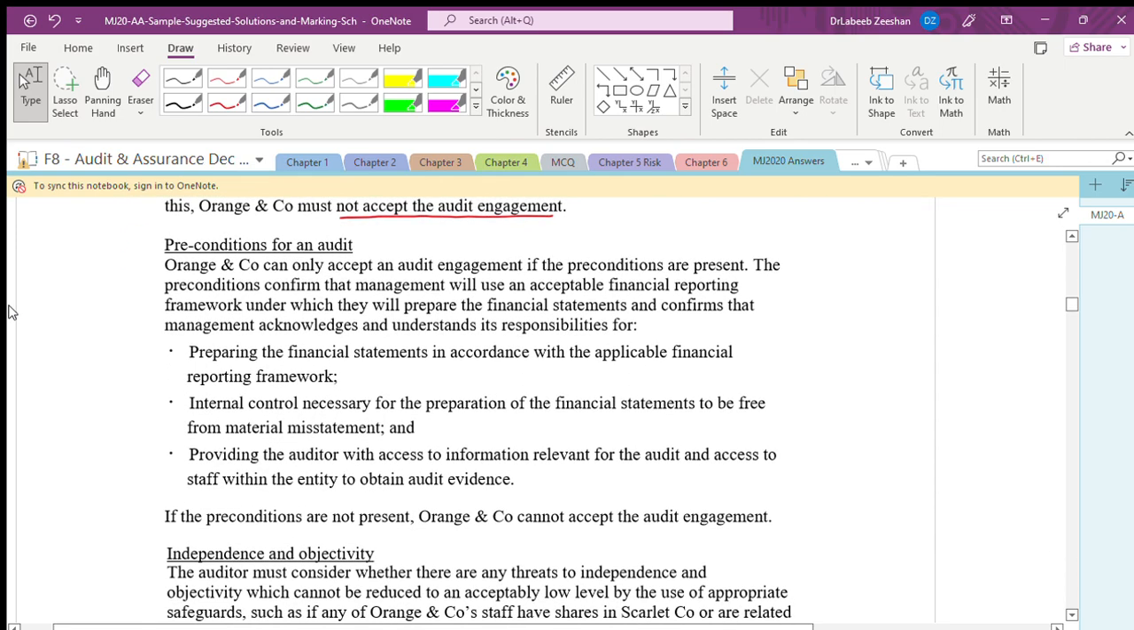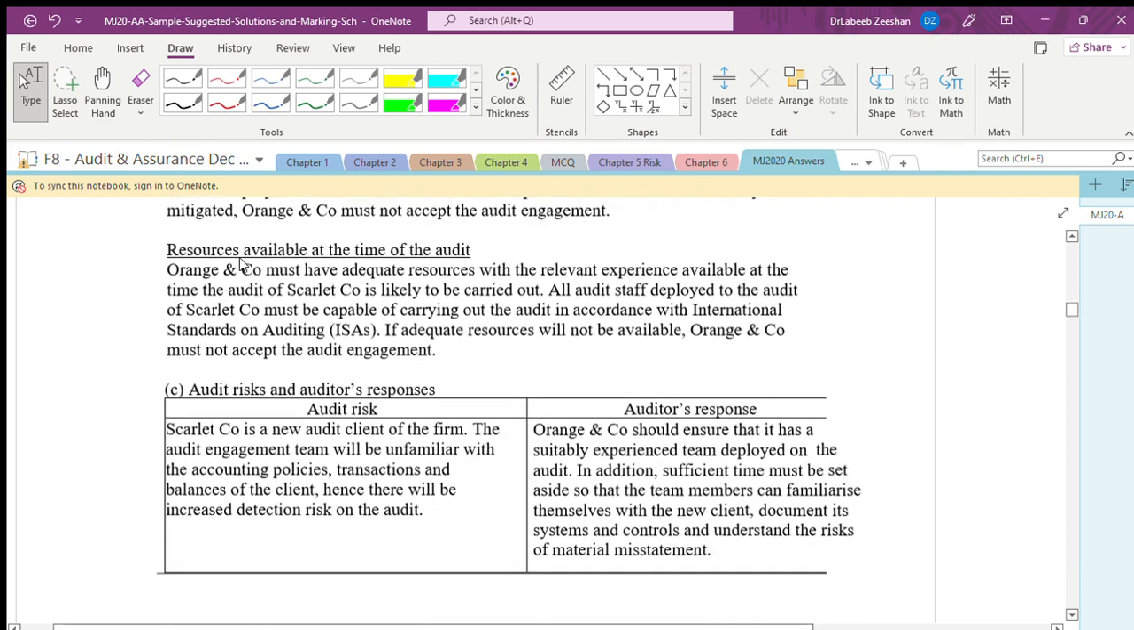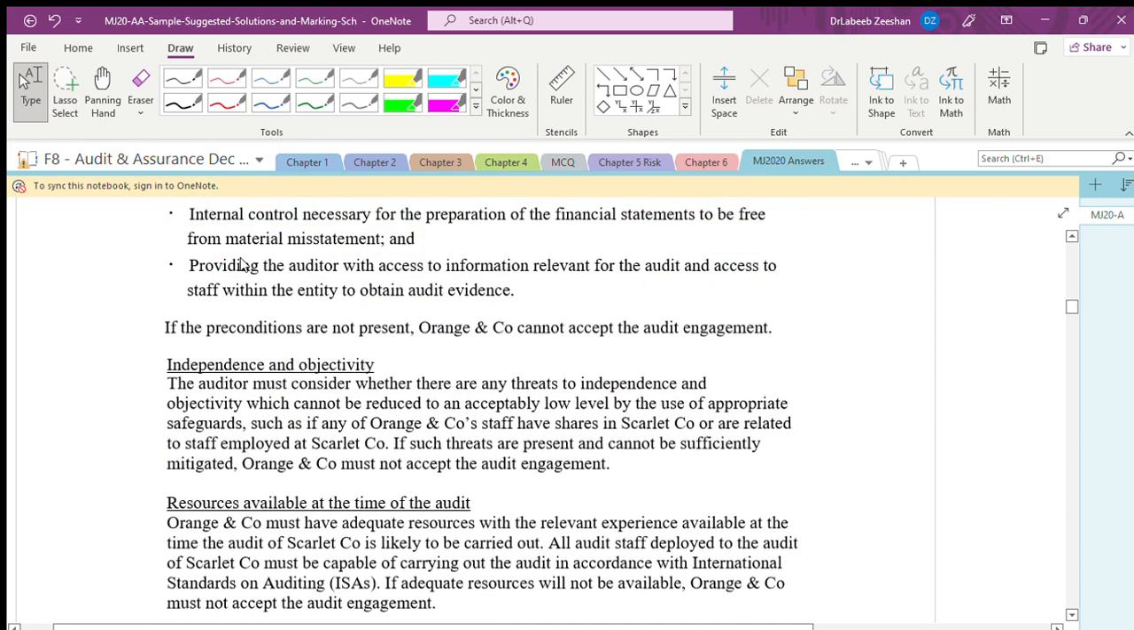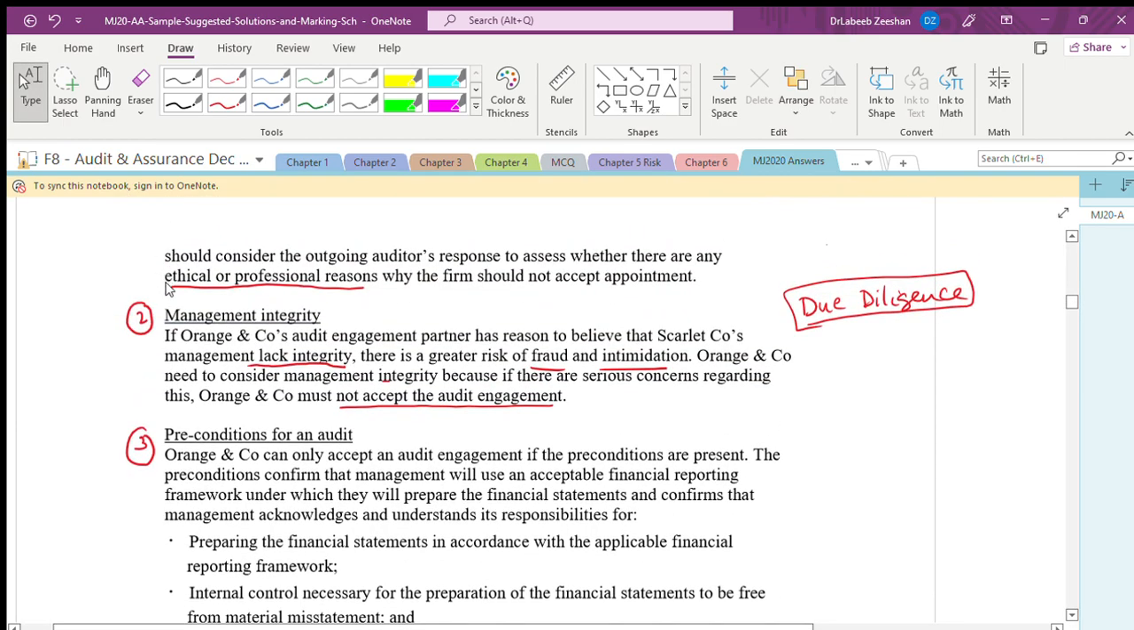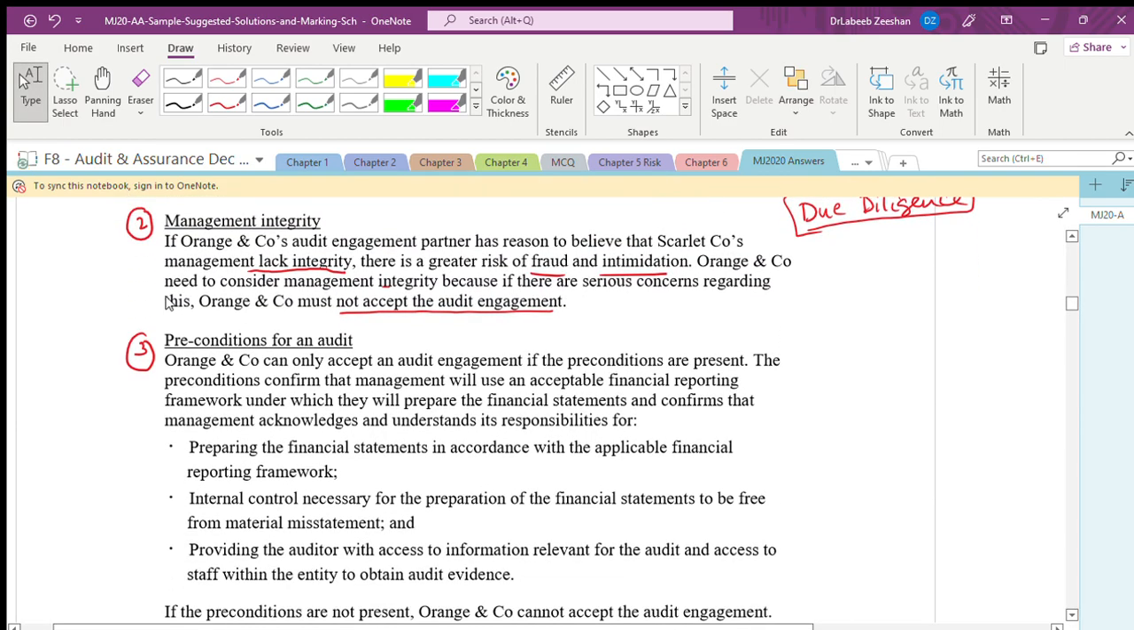Now, they have put five points, is it right? Preconditions for an audit. What are the preconditions? Orange can only accept the audit engagement if the preconditions are present. What are the preconditions? One is you have to get the response from the outgoing auditor.